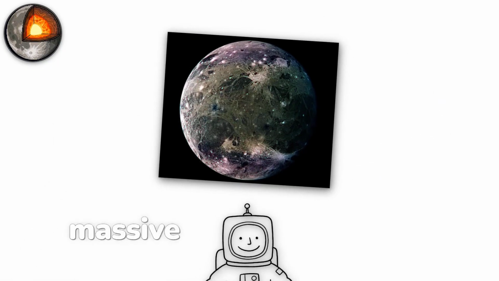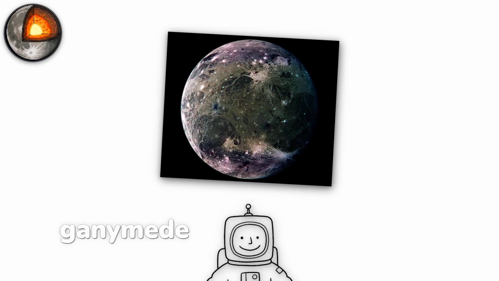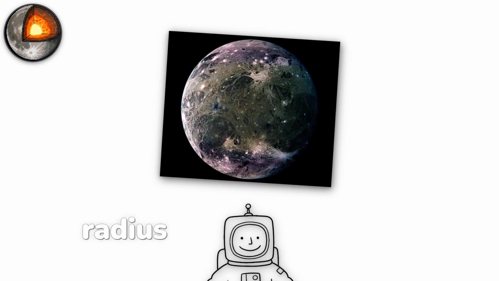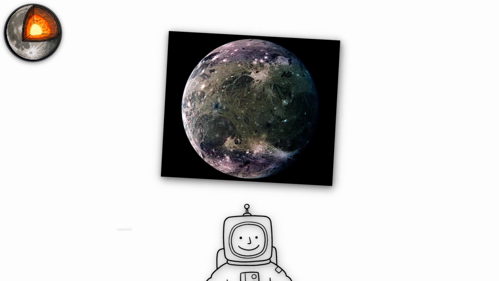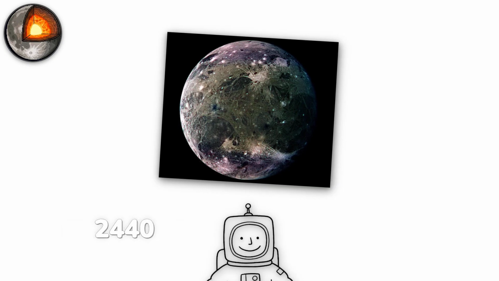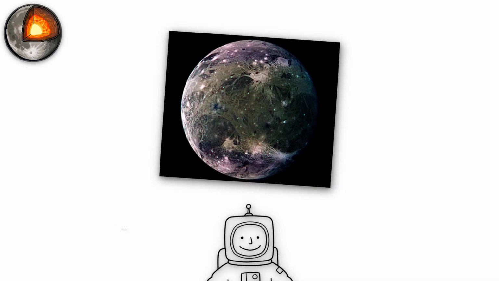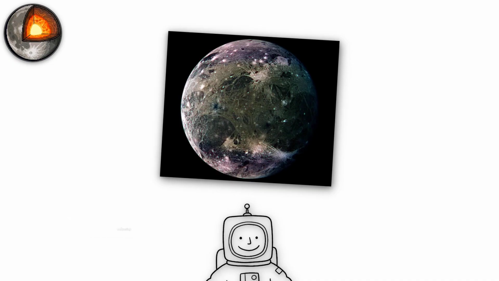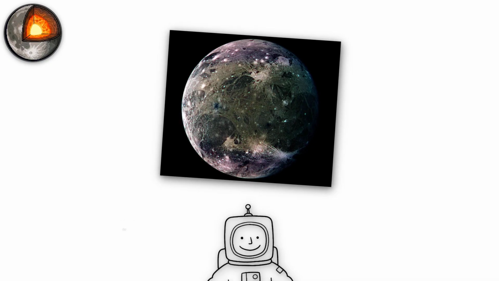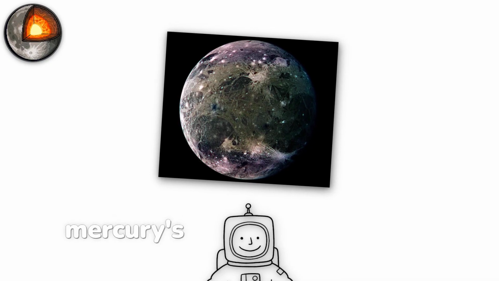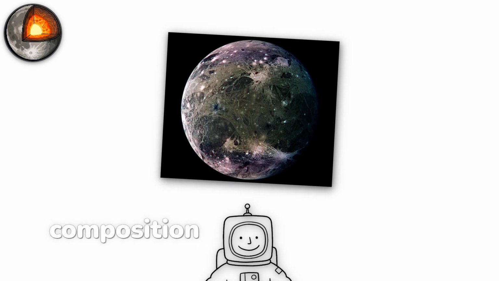The largest and most massive moon in the solar system, Ganymede, orbited Jupiter, with a mean radius of approximately 2,634 kilometers. Ganymede exceeded Mercury's radius of 2,440 kilometers, while having less than half Mercury's mass, the difference reflecting Ganymede's composition of approximately 50% water ice by mass compared to Mercury's dense iron-rich composition.